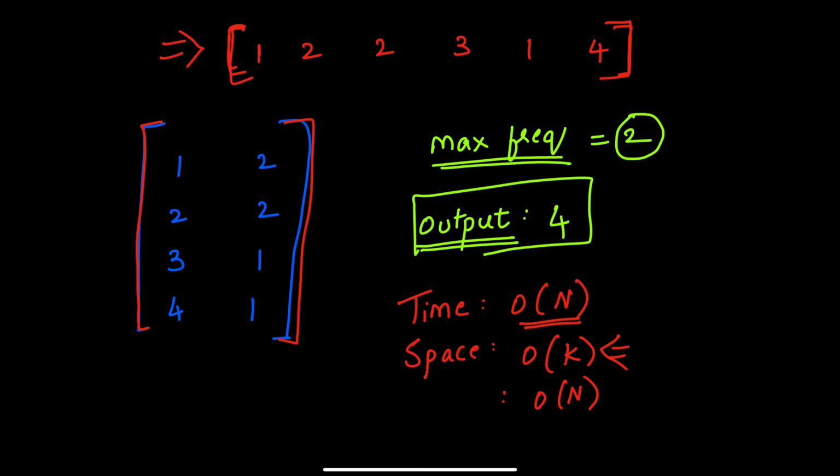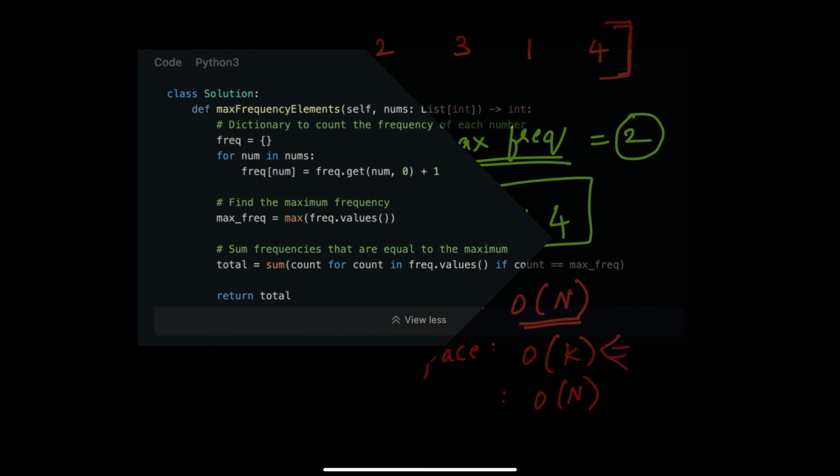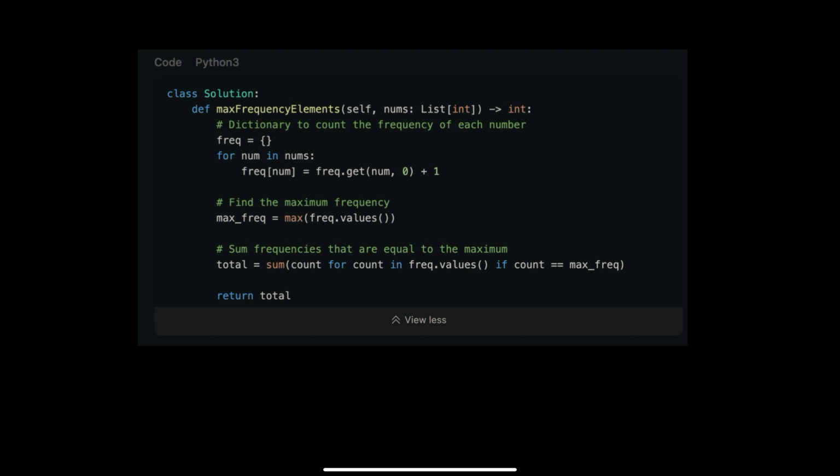Let me show you how we can implement this using Python. In this Python implementation, I have initialized a variable frequency to record the frequency of all of the numbers given in the array. After that, I am running a for loop to iterate through all of the elements in the nums array and record its frequency into this frequency collection. Once all of the frequencies have been recorded, I am using this max operation to calculate or identify the maximum frequency across all of the numbers.